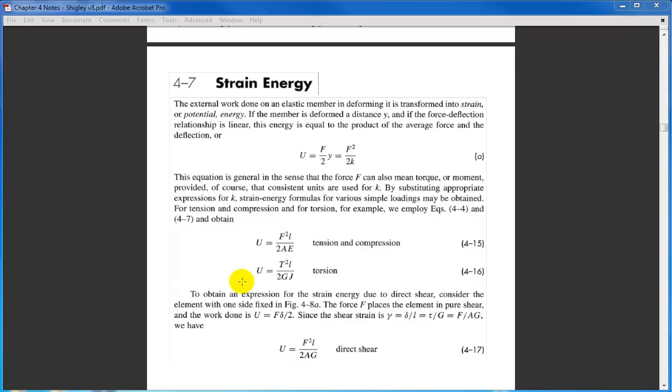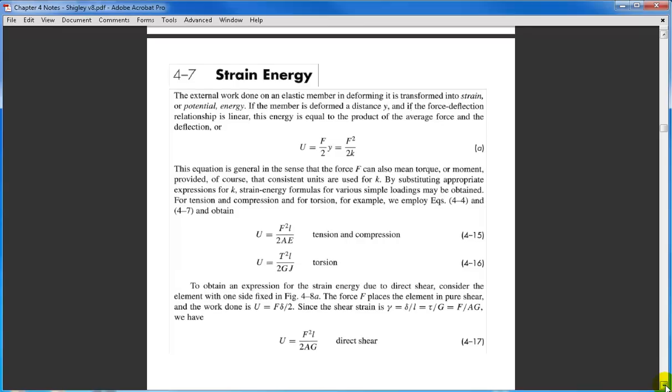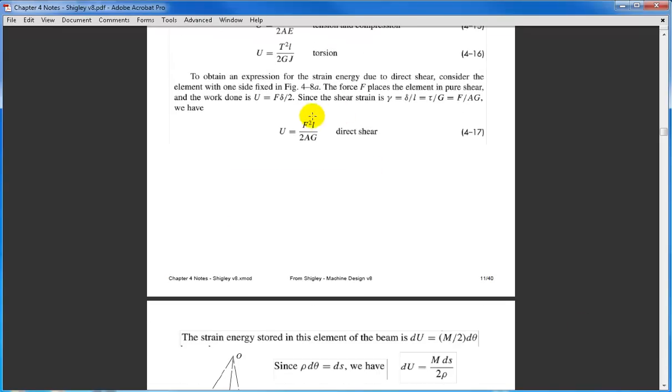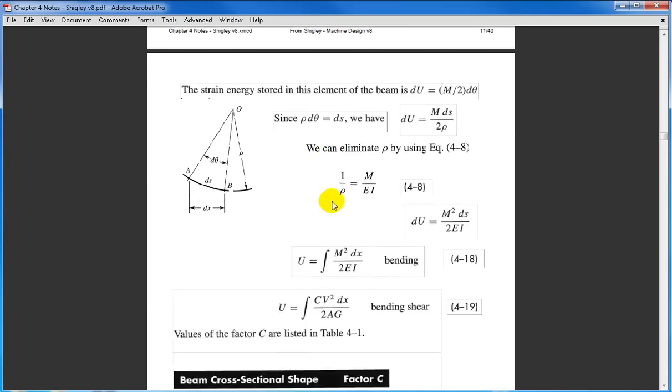By the same argument, we could say that the total energy stored in a torsional member, presumably a round circular rod, would come from here. Direct shear we talked about briefly as being incredibly hard to produce. But this would be the energy stored because of direct shear.